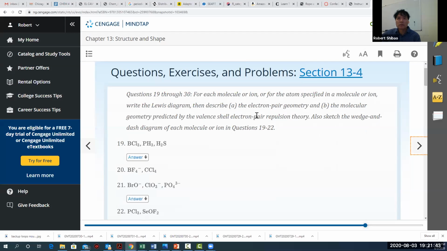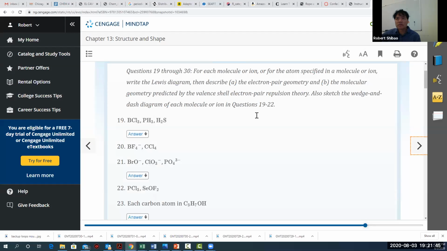Questions 19 through 30. For each molecular ion specified, write a Lewis diagram that describes the electron pair geometry, EPG, and the molecular geometry, MG, predicted by the valence shell electron pair repulsion theory, VSEPR. Also sketch the wedge dash diagram for each molecular ion in question.